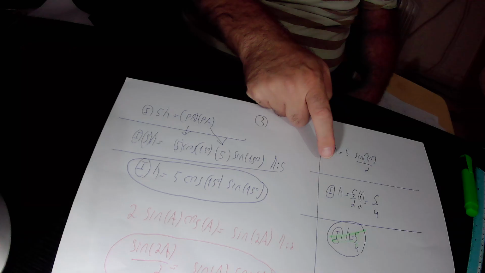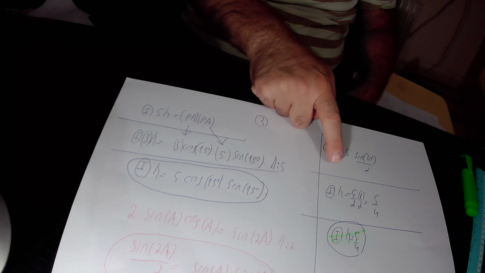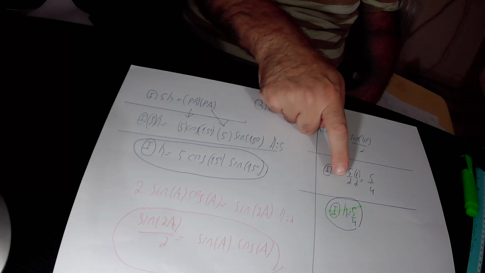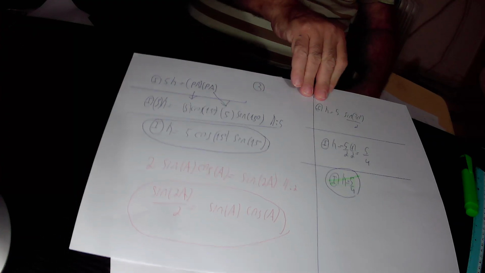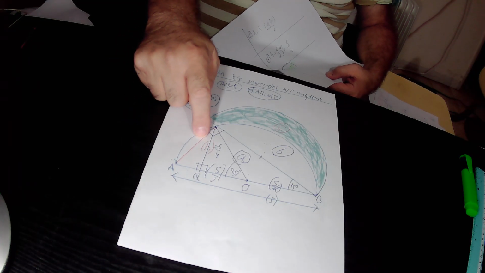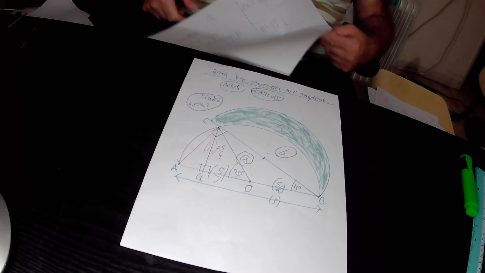So h equals 5 over 2 times 2, that is 4. So in total, h equals 5 quarters units in length. This is the missing side edge, PQ, which is equal to h, and h equals 5 quarters units in length.